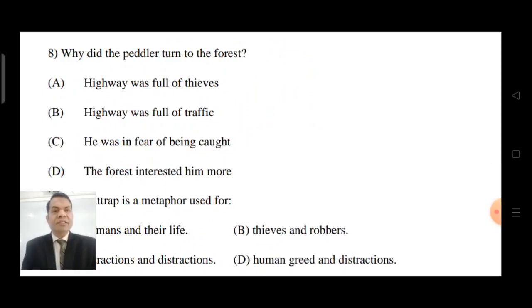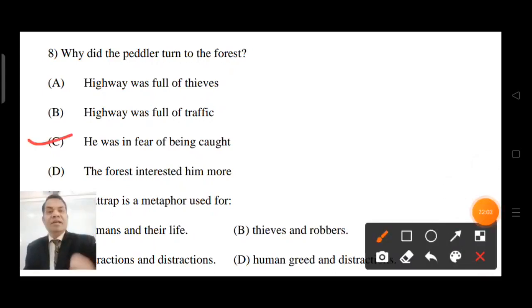Why did the peddler run to the forest? Highway was full of thieves. Highway was full of traffic. He was in fear of being caught. The forest interested him more. So simply we all are aware that the reason behind it, he was in fear of being caught.